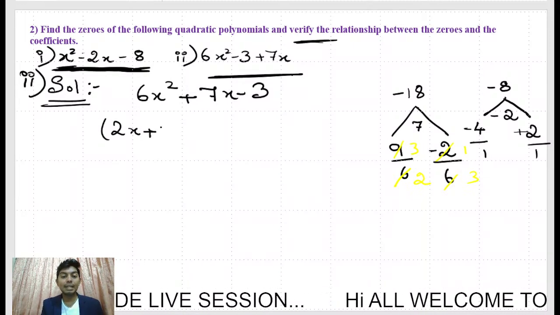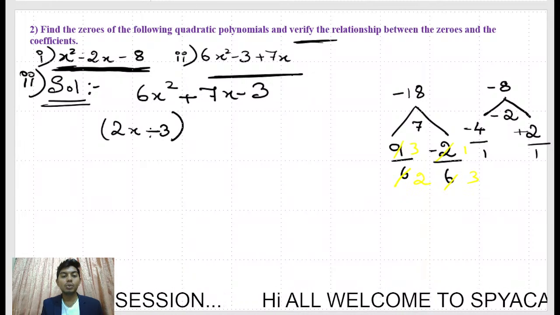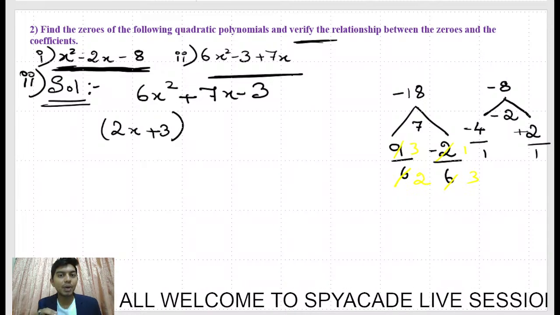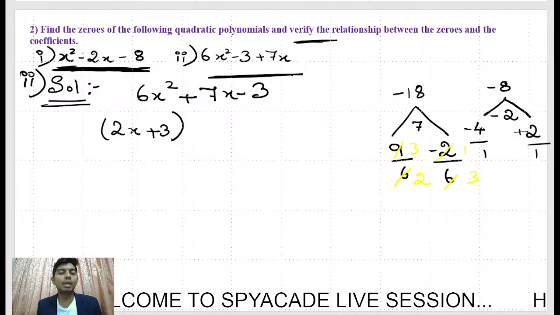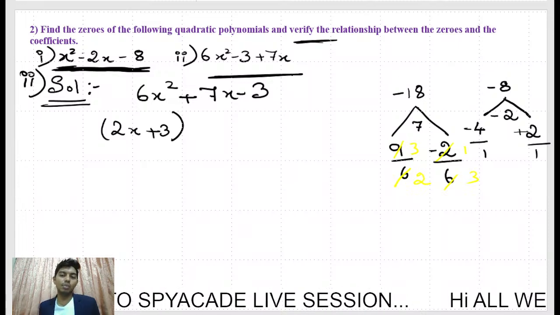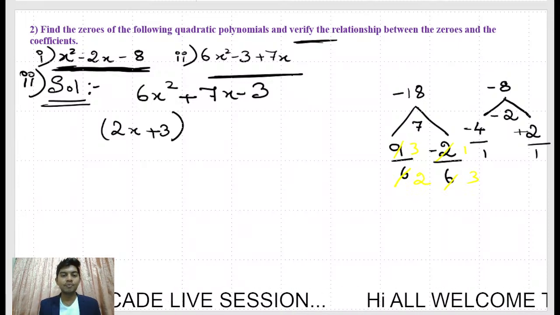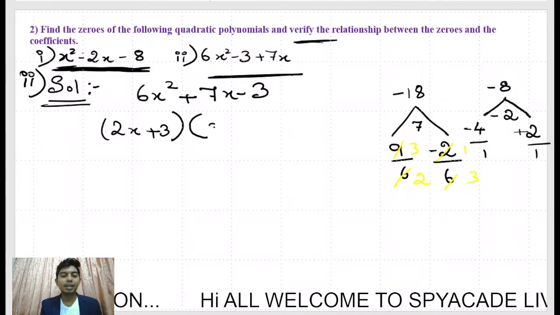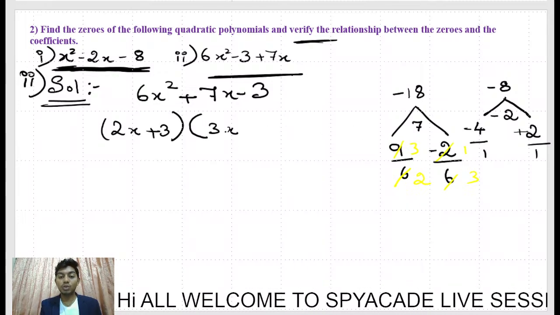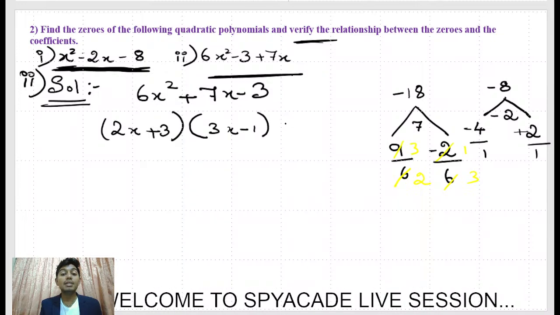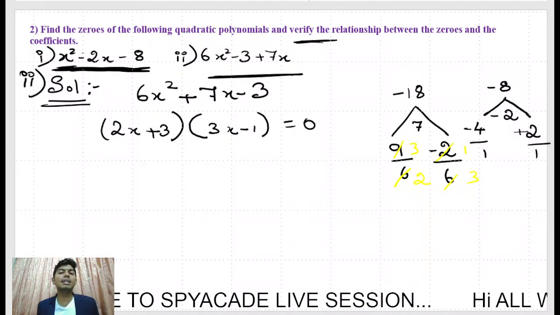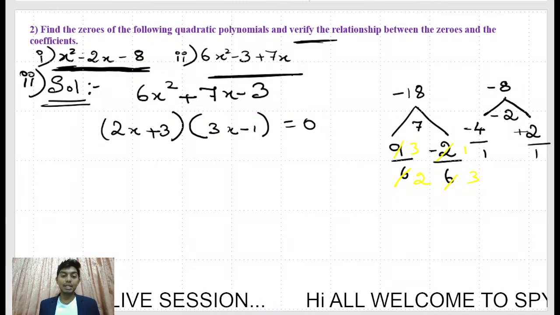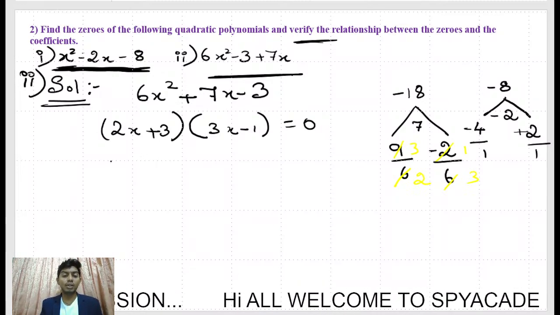So 2x plus 3, right? In the denominator, whatever number you have, just put x along with that and write whatever is there in the numerator. So 2x plus 3, okay? And then here you have 3x, and in the numerator you have minus 1. So 3x minus 1 is equal to 0. So 2x plus 3 into 3x minus 1 is equal to 0.